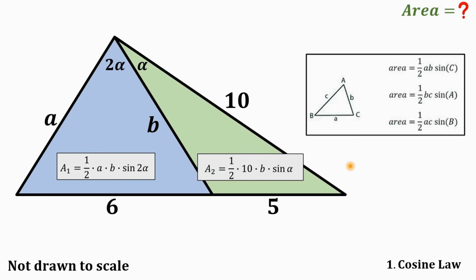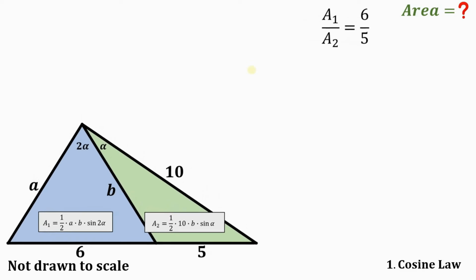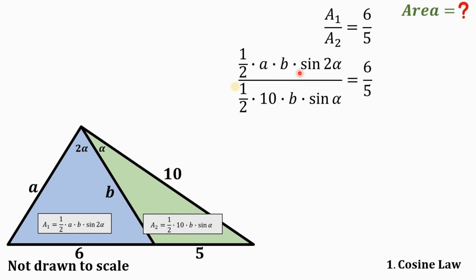Now we can use the ratio of areas. So we can say that the ratio of the areas of blue triangle to the green triangle is simply equal to 6:5. Now, let's focus on this equation and let's substitute their given areas like this. Now, simplify. 1/2 cancels out, B cancels out, and this 10 and 5 cancel out. This remains 2. So we have A times sine of 2 alpha over 2 times sine alpha equals 6.